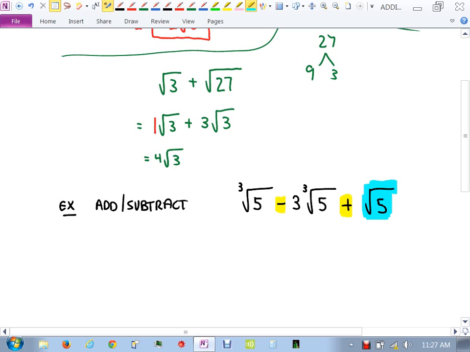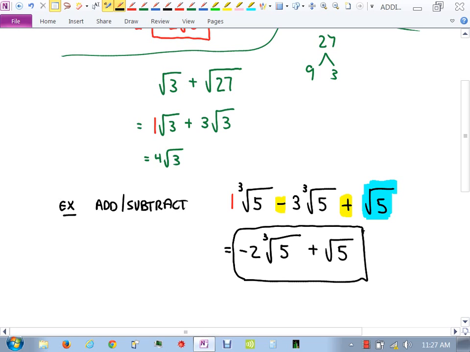So do we have, both of those are cube roots, right? And both of them have a 5. So what we do is we look at the numbers in front. 1 and -3. What's 1 minus 3? -2. So we get -2 cube roots of 5 and then plus square root of 5. And that would be it.